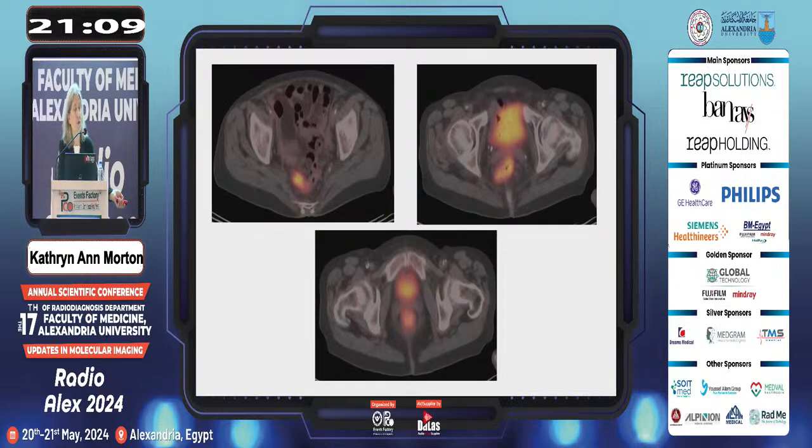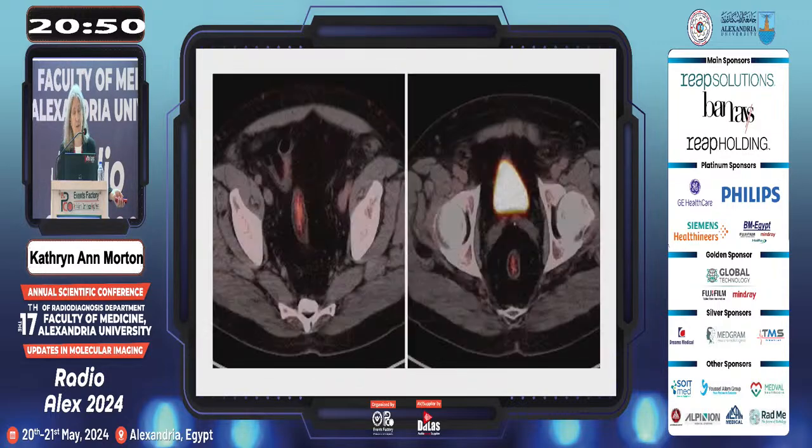This is another patient who had increased uptake within the rectum as well as wall thickening of the rectum. This patient, this was an inflammatory process. Obviously, if you're looking for colon cancer, sometimes it's difficult to distinguish between the two.